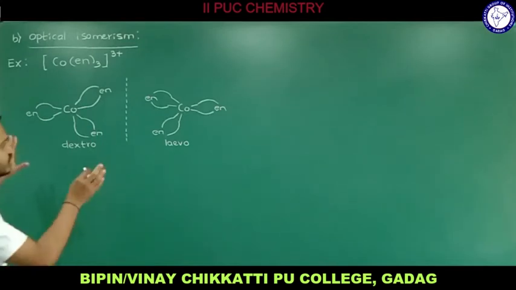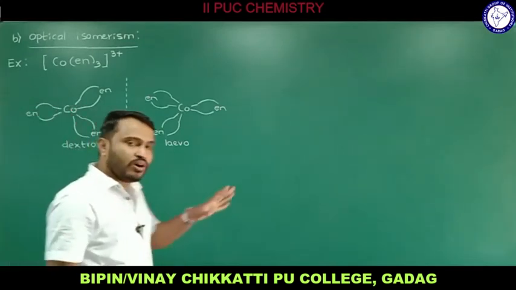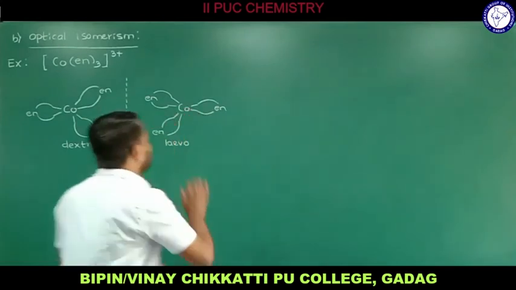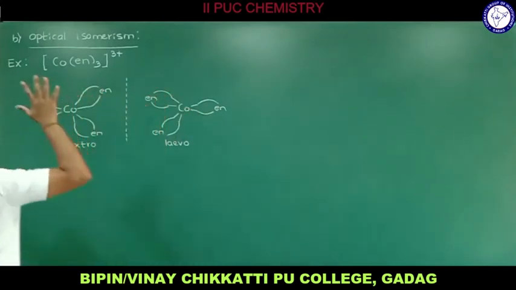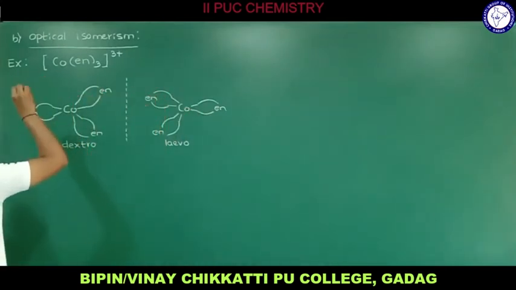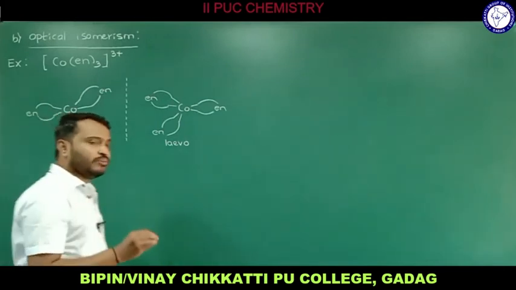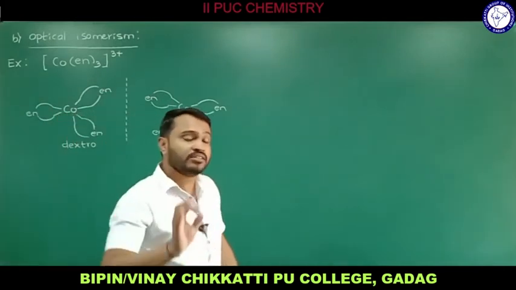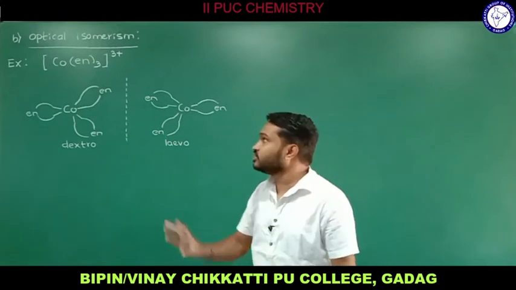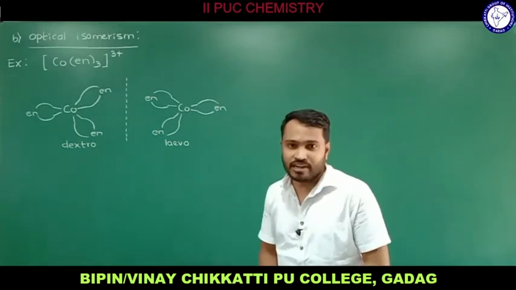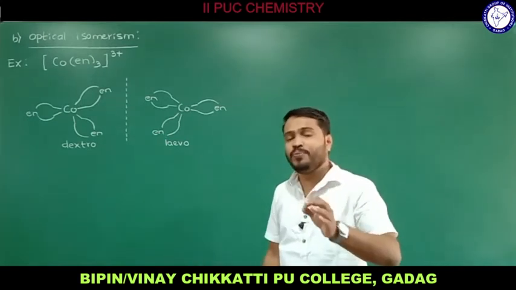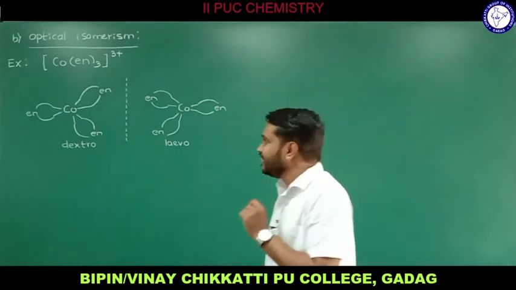If you consider these two, they are mirror images to each other, and if you place one over the other, they are not superimposable. So non-superimposable mirror image isomers, we call them enantiomers or optical isomers, and the phenomenon we call optical isomerism. This is the one example I consider.